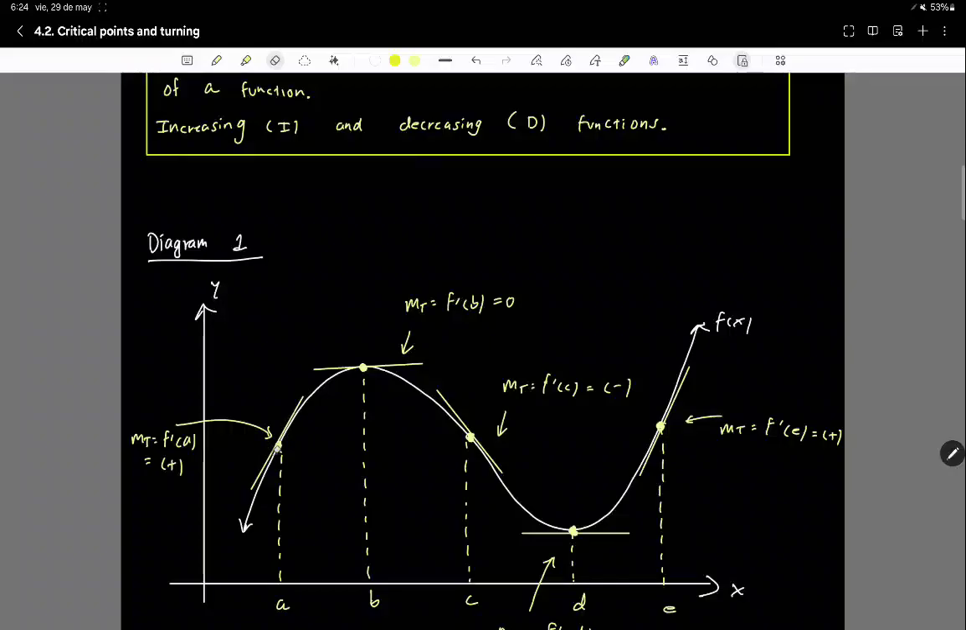Then over here we have this tangent whose slope is positive. I'm writing MT for the slope of the tangent.